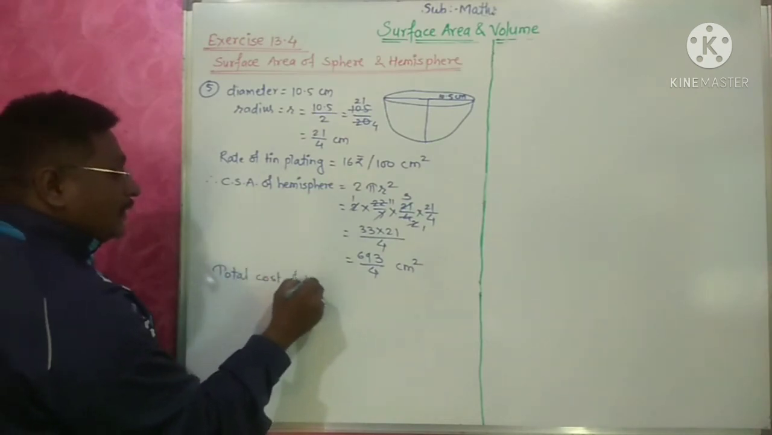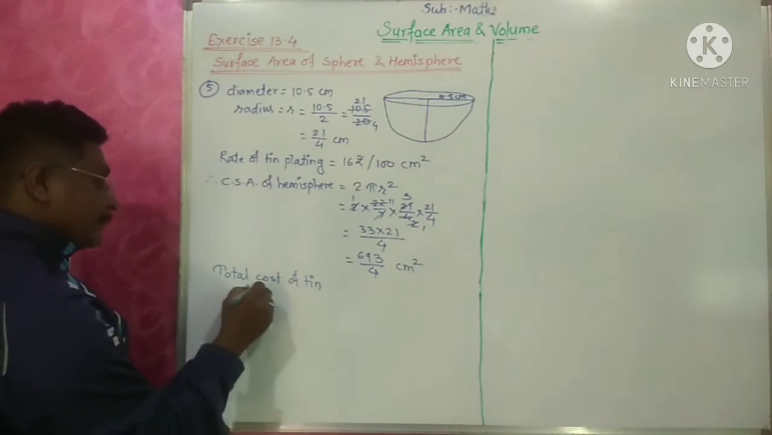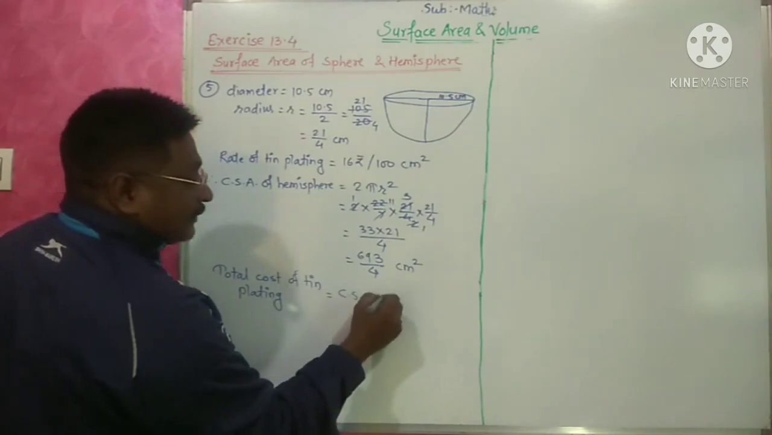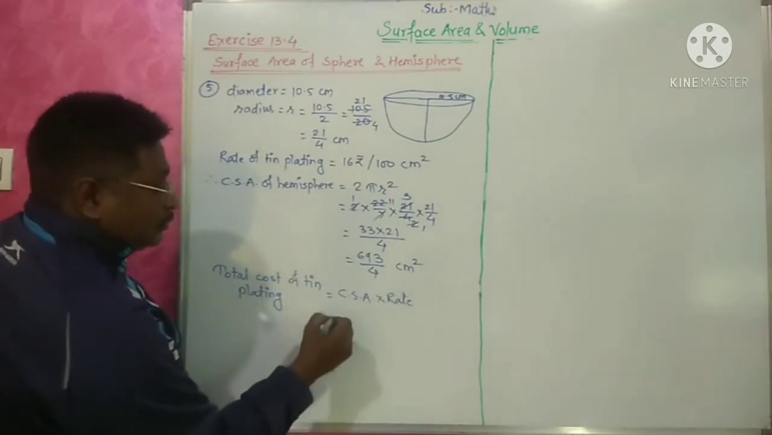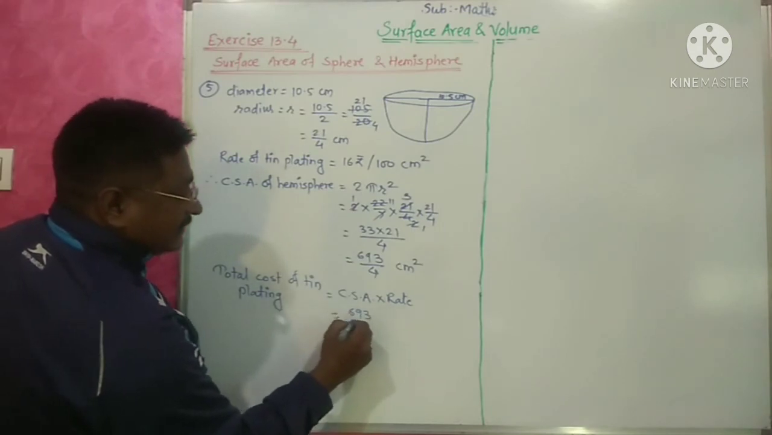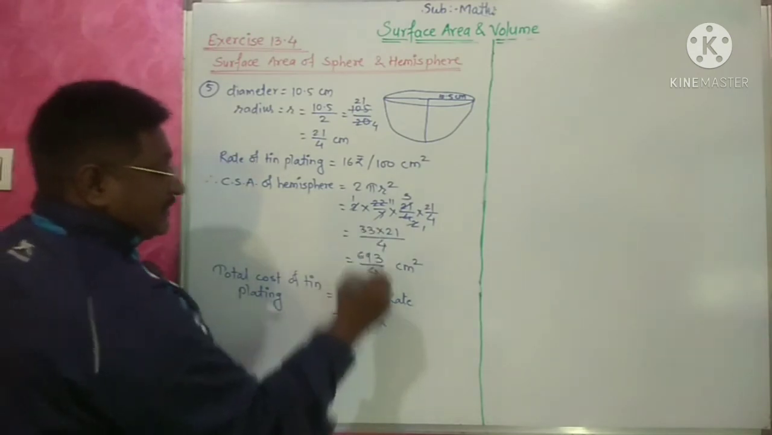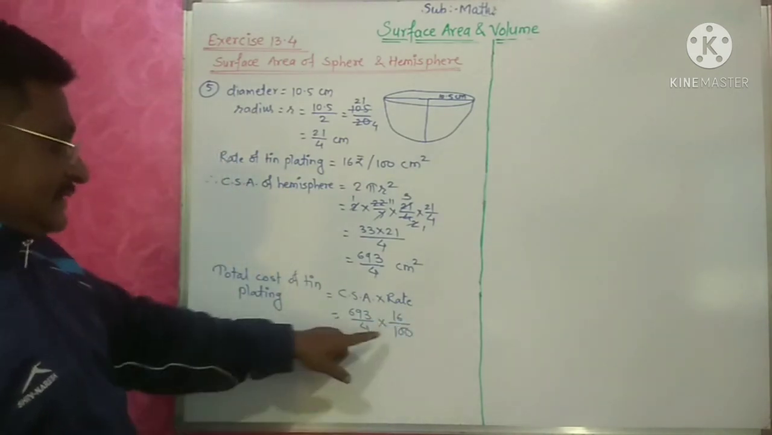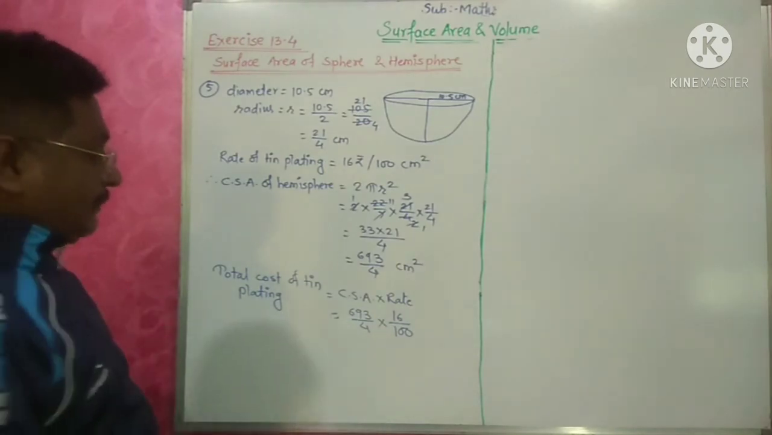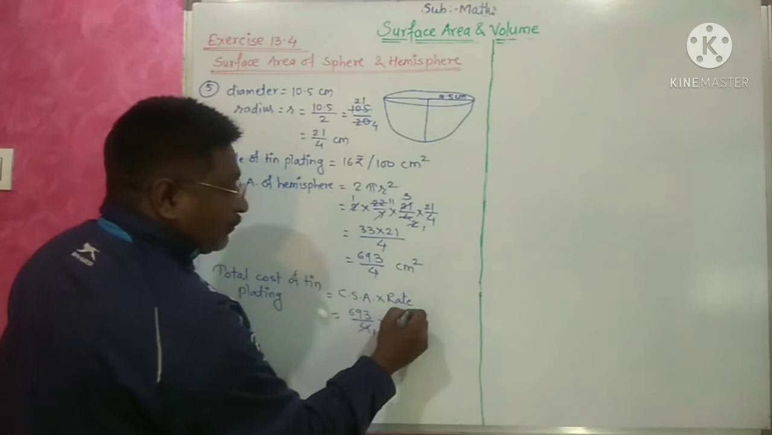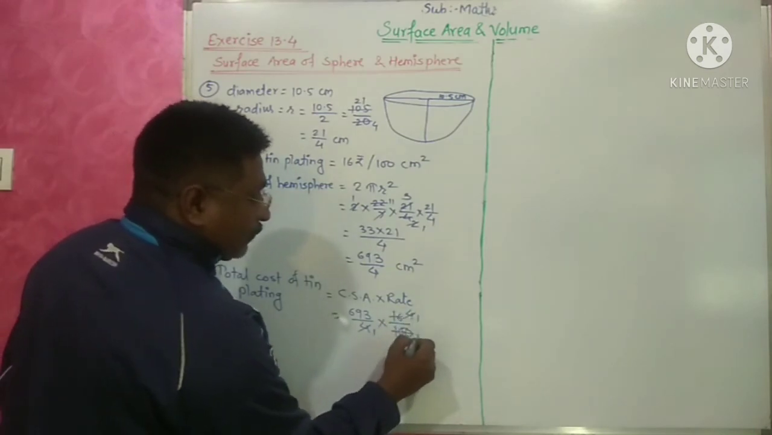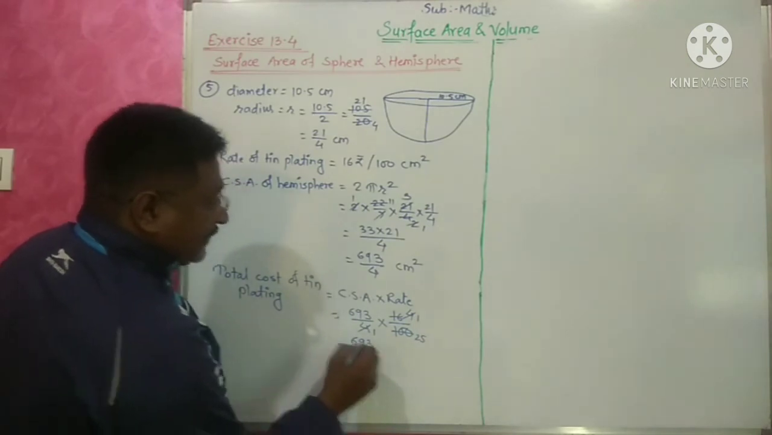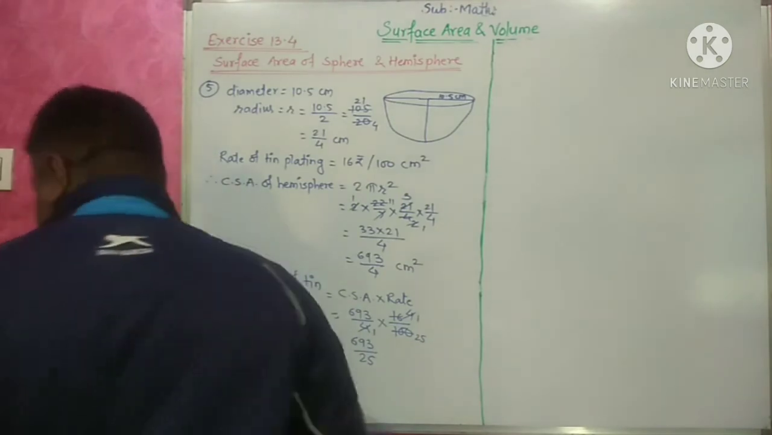So now the total cost of tin plating equals CSA into rate. So what is the CSA? 693 by 4 into what is the rate? 16 by 100. What is the rate? 16 by 100. So now multiply. 4 1s are 4, 4 4s are 16, 4 25. So 693 by 25. So what answer will we get? Check it.